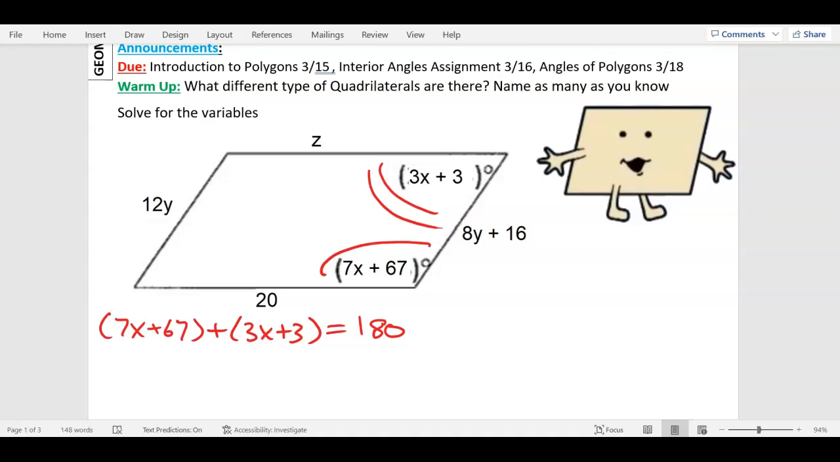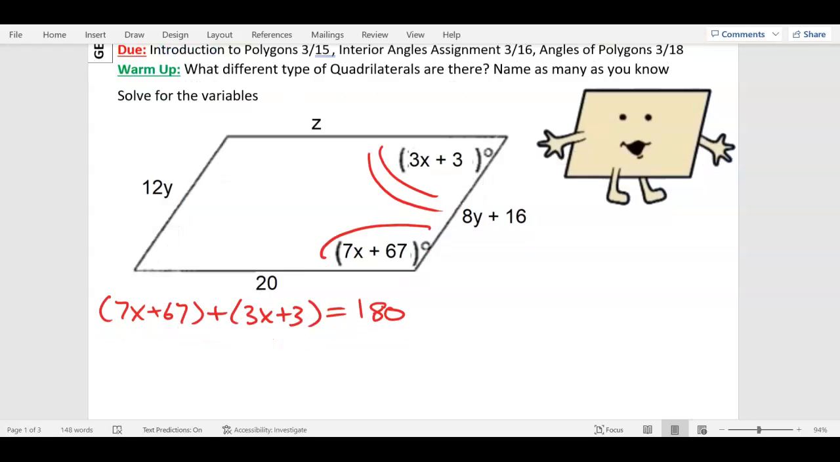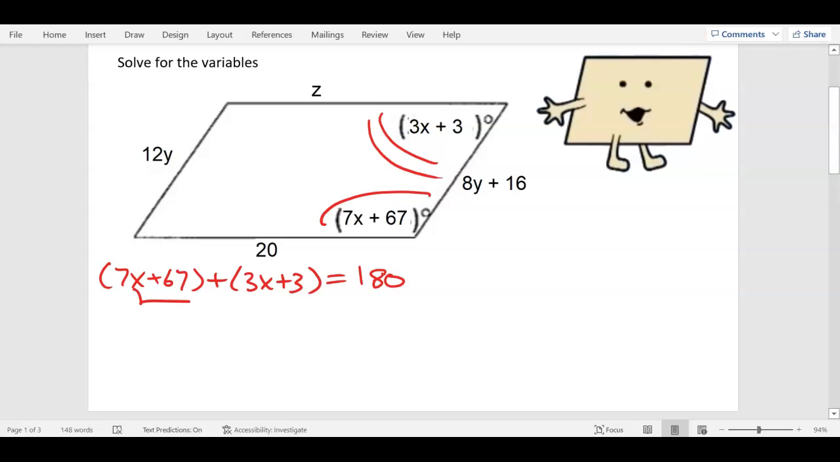Okay. How do we solve this? We want to solve for x. Do you see 7x and 3x? They're on the same side of the equal sign, to the left. Do I combine them or do I get rid of one? What do you think? Combine like terms on the same side. That's what I'm going to do. 7x plus 3x is what? 10x. And the constants, 67 and 3, those can also combine. What's 67 plus 3? 70. So after I combine like terms, 10x plus 70 equals 180.